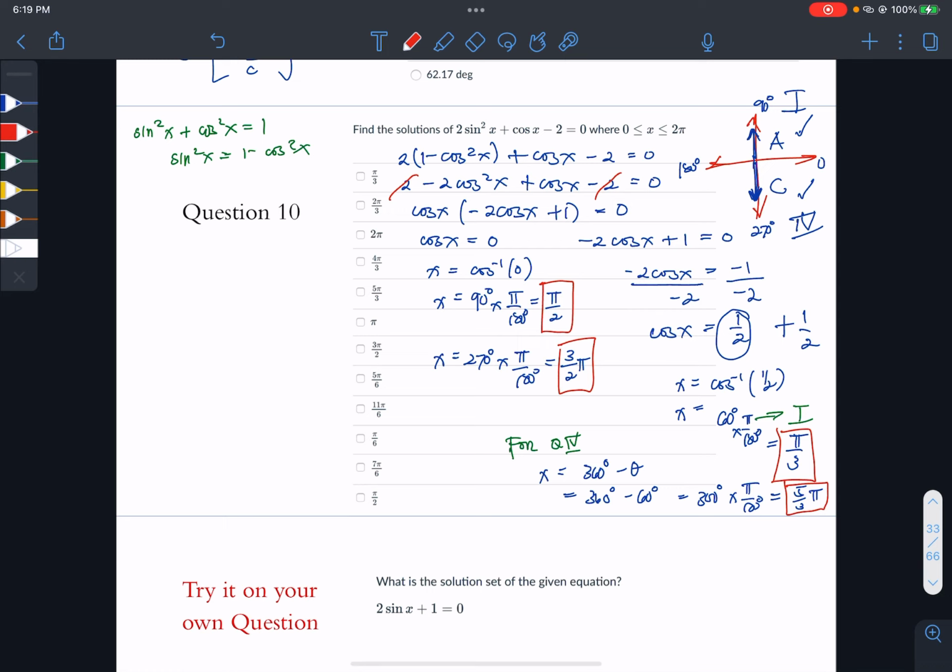So, calculator nyo na lang kapag fraction siya, no? Para ma-lowest term siya. So, ang mga sagot dito niyan would be pi all over 2. This one, 3 pi all over 2. Ito yung pangalawa, pi over 3. Ito yung pangatlo, 5 pi all over 3. So, we have 4 solutions, no?